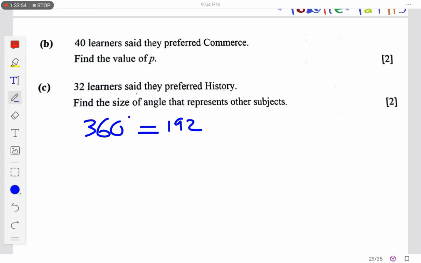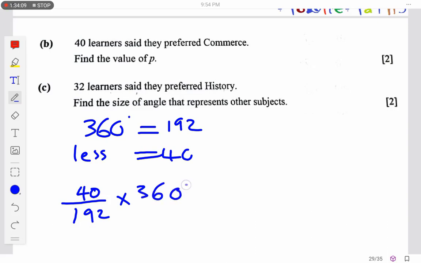Then when we have 40 learners, the angle is going to be less. So when it's less, we take this at the top, and we can say this is going to be 40 over 192 times the 360 degrees. If you divide this, you get 75 degrees as the angle P. Then part C is saying 32 learners say they preferred history.